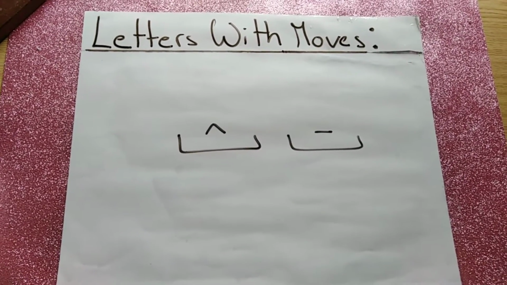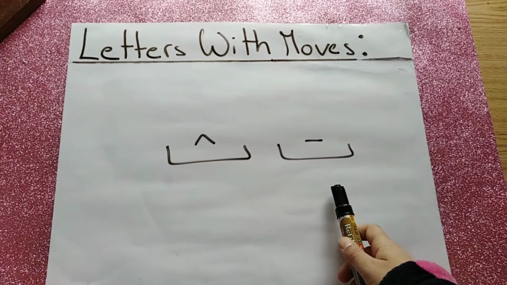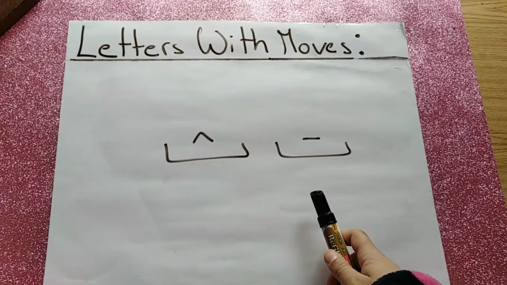Today we're gonna go through the third and fourth Arabic letters, which are ta and tha. Okay, ta and tha.